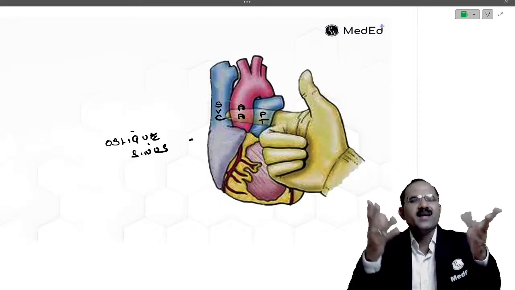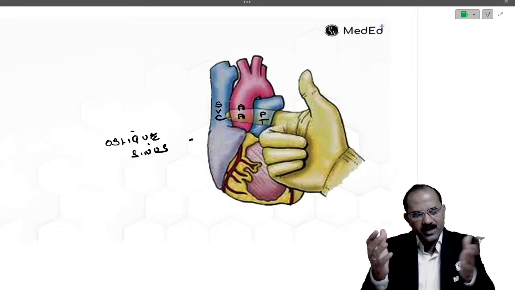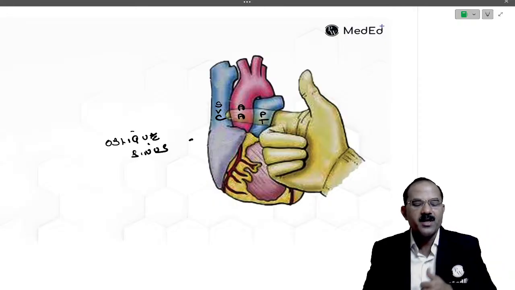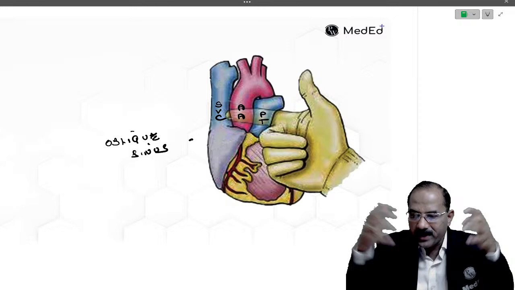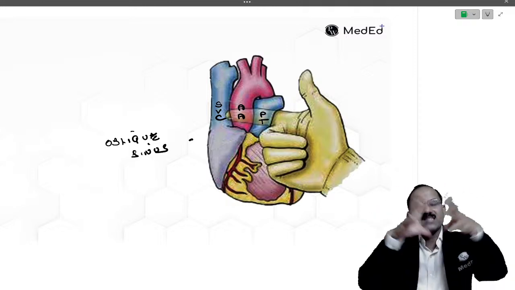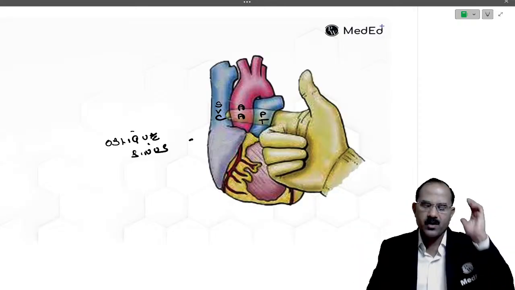What is a sinus? A space. So the transverse sinus, and I've told you the oblique sinus of the pericardium lies behind the left atrium, because the left atrium has to distend. The pulmonary veins open into the left atrium, and sometimes they bring more blood. So the left atrium has to distend. So where does it distend? Into the oblique sinus.